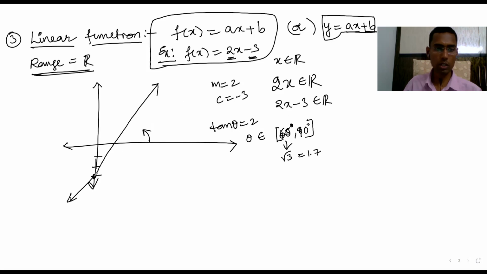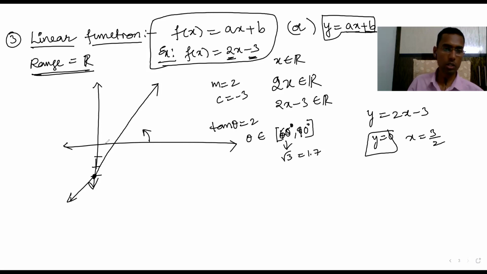Or if you want the x-intercept, we can find it too. For y equal to 2x minus 3, for the x-intercept you put y equal to 0. Then you get x equal to 3 by 2. This is 0, this is 1, this is 2, and 3 by 2 is 1.5. The graph will be like this.